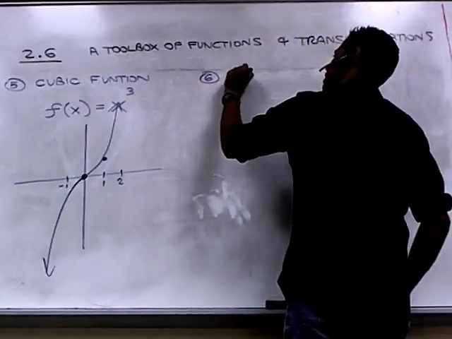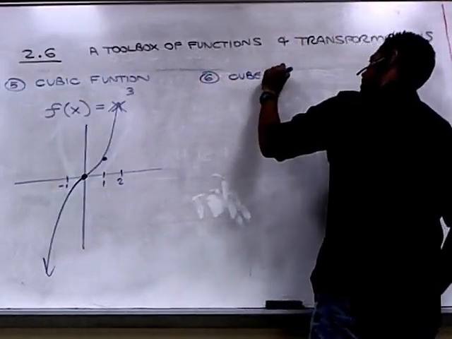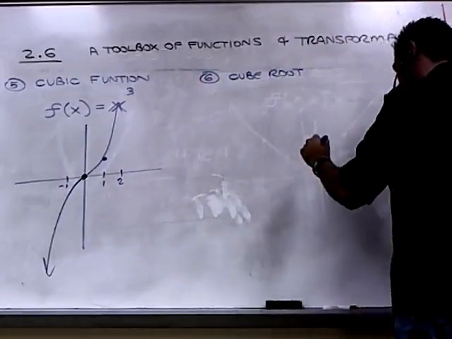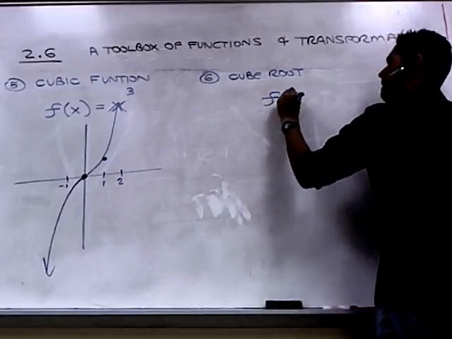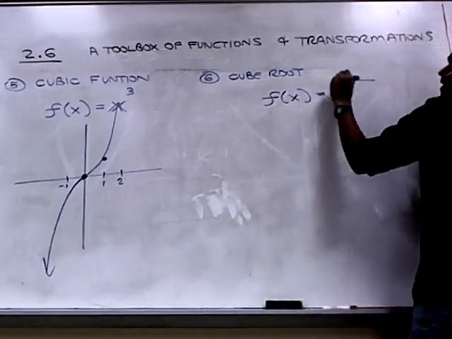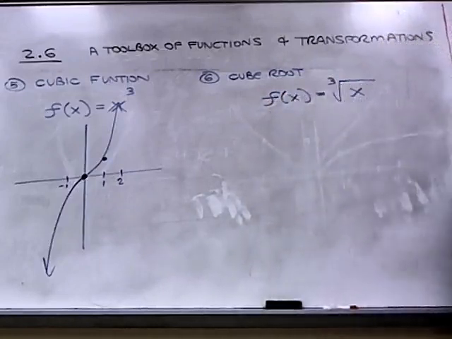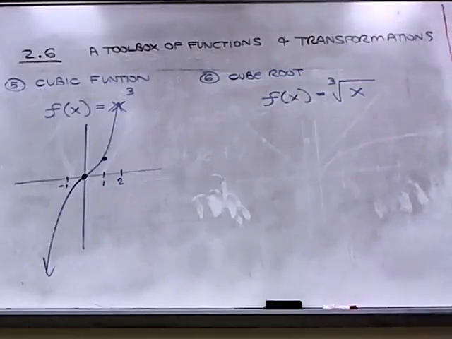The cube root function. F of x equals cube root of x, not square root, cube root. Can you take cube roots of negative numbers? Yes. You can't take square roots, can't take fourth roots, can't take even roots of negative numbers, but you can take a cube root of a negative number.